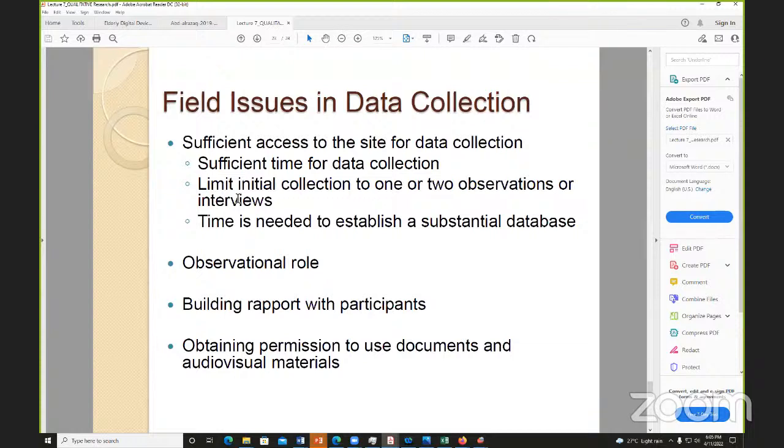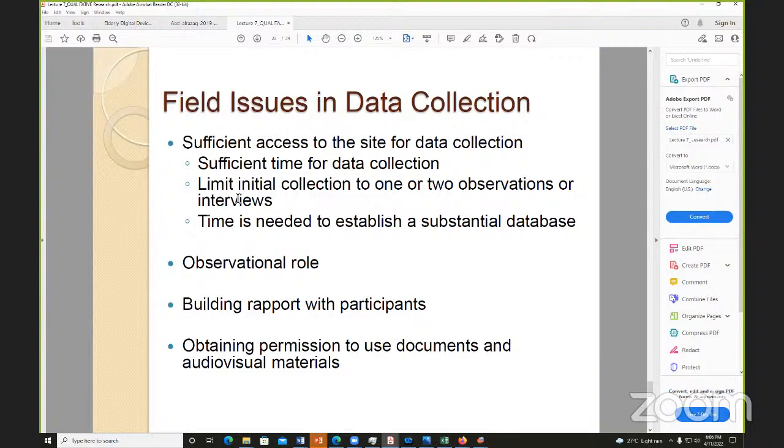And the thing is, data collection for qualitative research can be challenging, having sufficient time, because sometimes they allow you to do it and then they say, okay, but you need to leave now. There are also challenges with being an observer and not having an impact on how people act. People sometimes change their actions because you're observing.